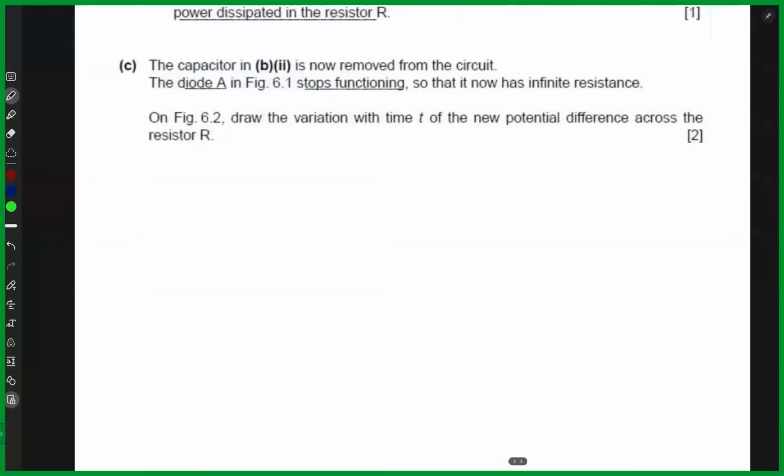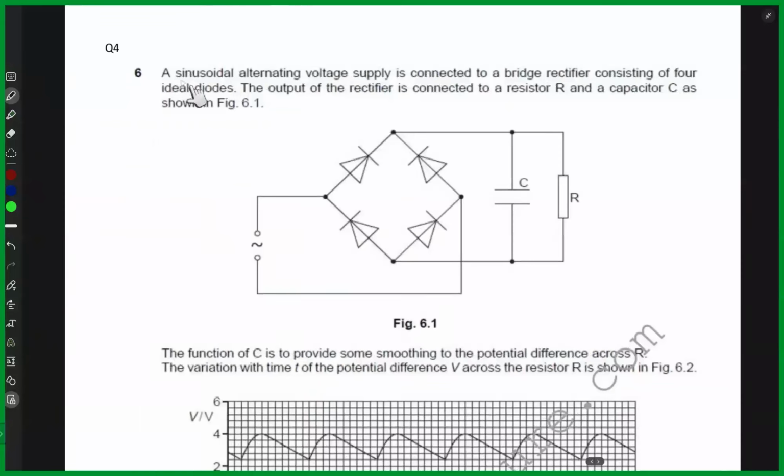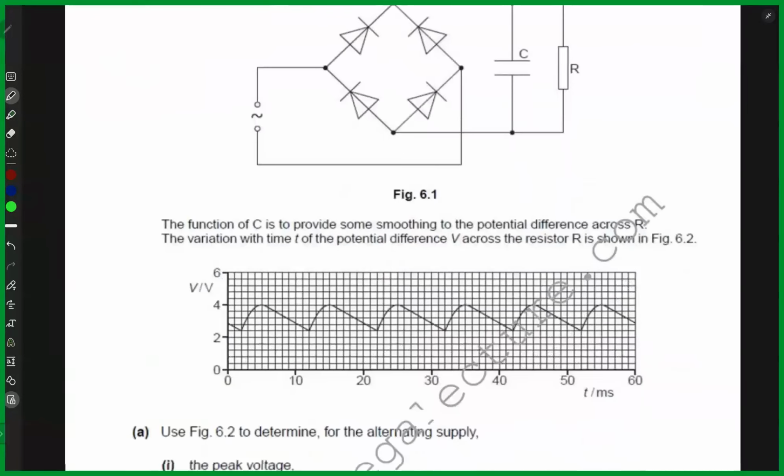Okay, so that does question number 3. Let's move on to this one. We have a sinusoidal alternating voltage supply, connected to a bridge rectifier consisting of 4 ideal diodes. The output is connected to a resistor R and a capacitor C. So this time the capacitor is already connected, and we have a bridge diode, so we have a full wave rectification. The function of C is to provide some smoothing.